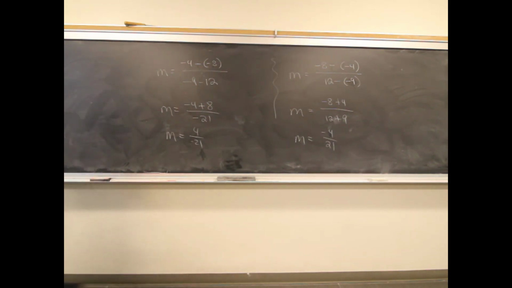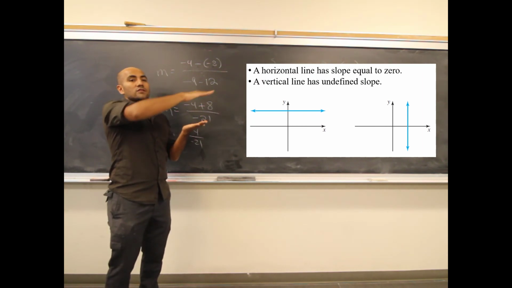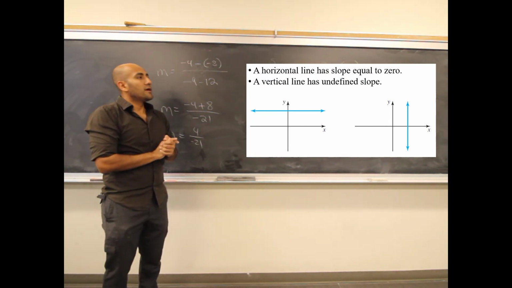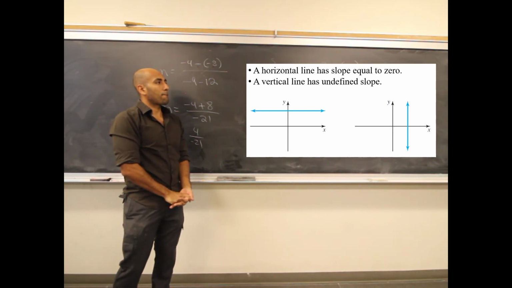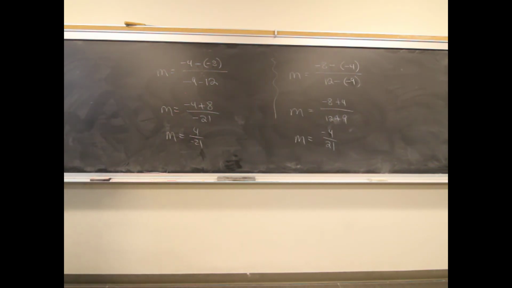Okay. All right, so these are general. For any horizontal line, the slope is always 0, it doesn't matter. And for any vertical line, the slope is always undefined. Good? Questions? Okay, what about this guy?